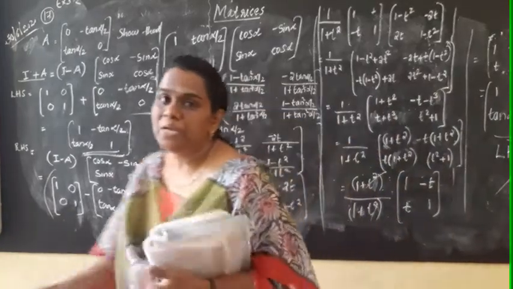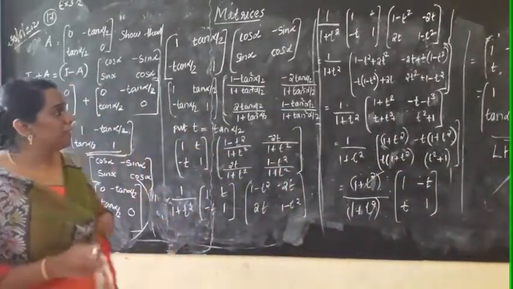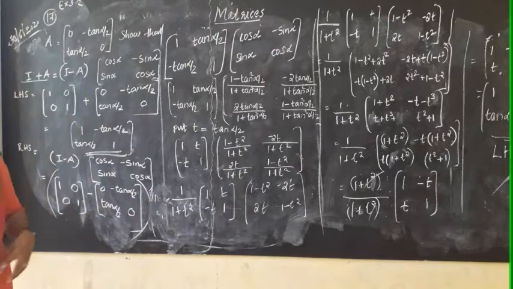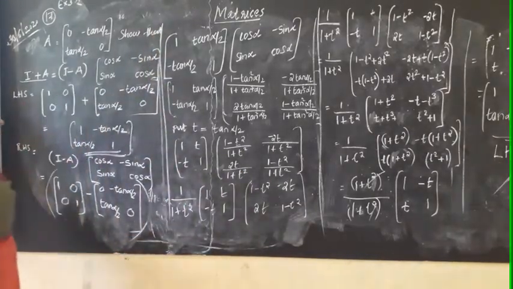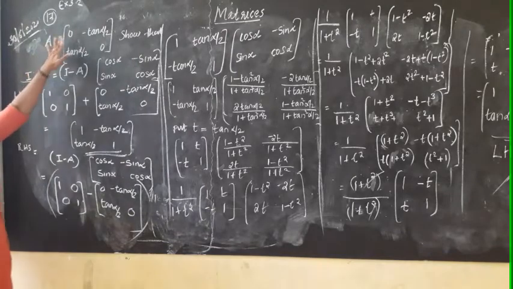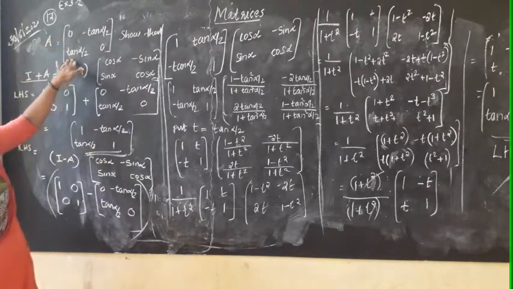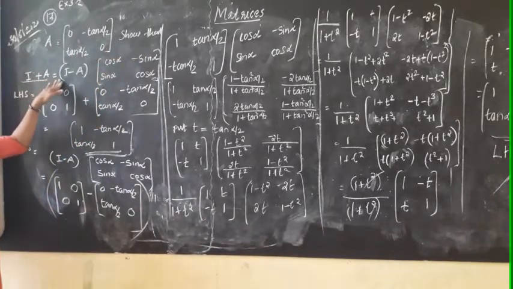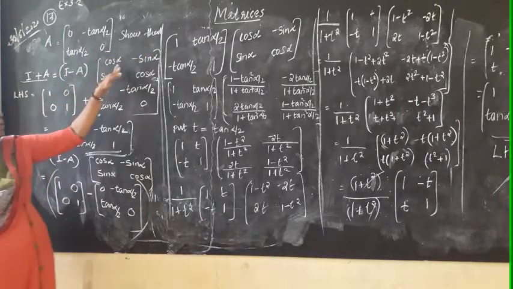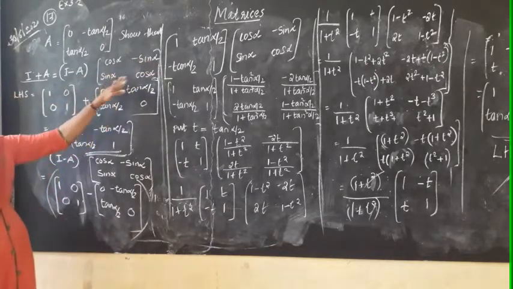Very lengthy problem. It was asked as a 4-mark question or 6-mark question. It was an important question. See, I would like to explain this once more. Please listen. If A is equal to 0, minus tan alpha by 2, tan alpha by 2, 0. Show that I plus A is equal to I minus A into cos alpha, minus sin alpha, sin alpha, cos alpha.